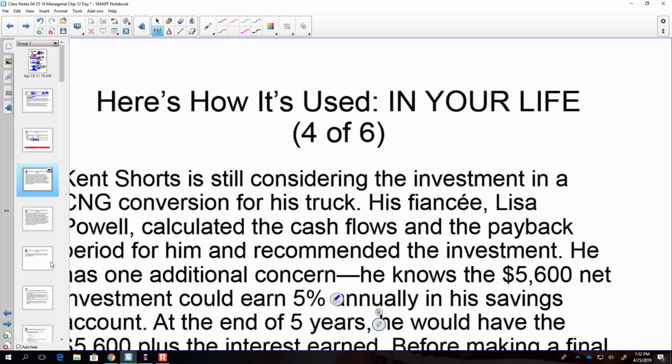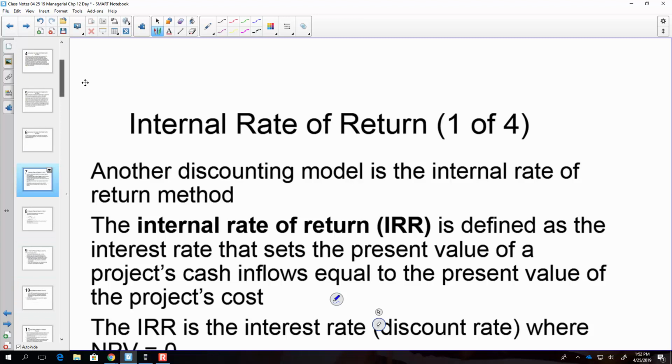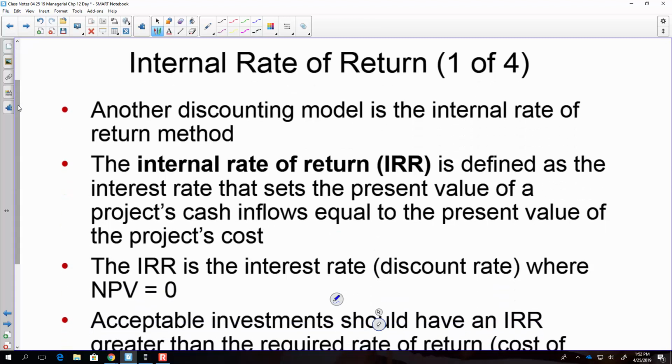I'm going to skip here's how it's used. Our final model or measurement tool that we have available to, again, determine if an investment is worth our work and effort, and that's called the internal rate of return. And this discussion begins on page 656. You will need to know the definition for the test.